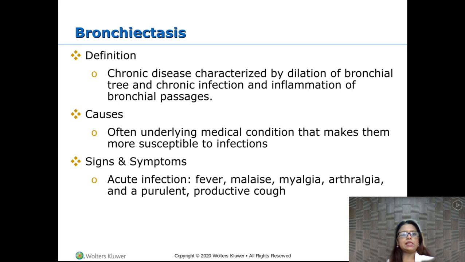Bronchiectasis. What is bronchiectasis? It is a chronic disease characterized by dilatation of the bronchial tree, chronic infection, and inflammation of the bronchial passages. It is often caused by an underlying medical condition that makes them more susceptible to infections. Signs and symptoms: acute infection, fever, malaise, myalgia, arthralgia, and a purulent productive cough.